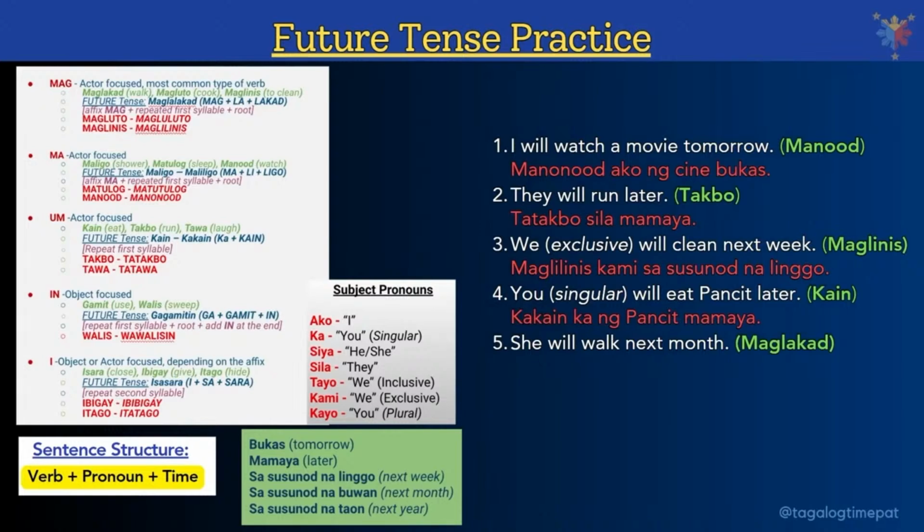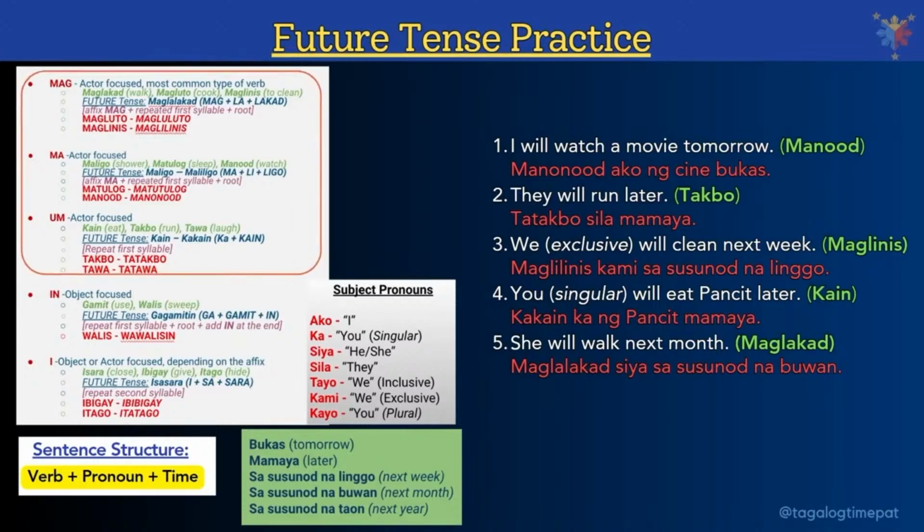And then lastly, she will walk next month. Maglakad. Maglalakad siya sa susunod na buwan. All right.